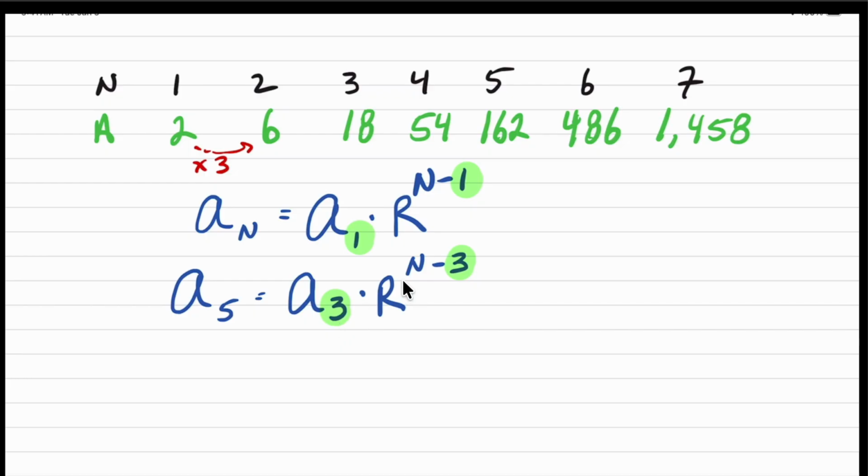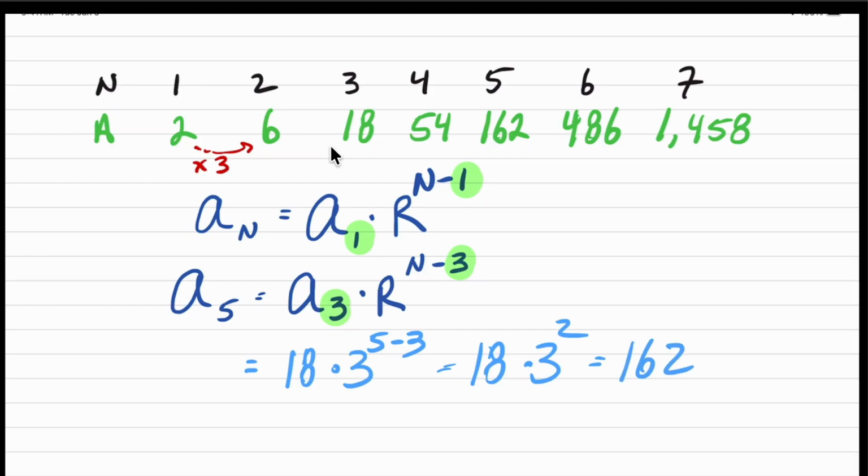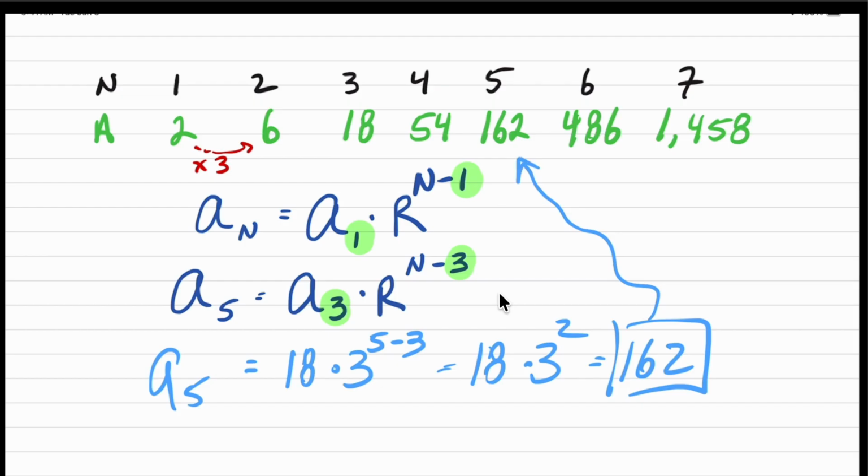Just like that 1 matches that 1, this 3 matches that 3. Okay, now in this case, we're trying to get to 5 for our n value. So let's fill in our values. A, or the amount at position 3, is 18. Our r value is 3. We're trying to get to number 5. So now we're going to have 18 times 3 to the second power, and that indeed is 162. Again, the benefit of going ahead and getting our answers means we can play around with this formula and check our answers like so.